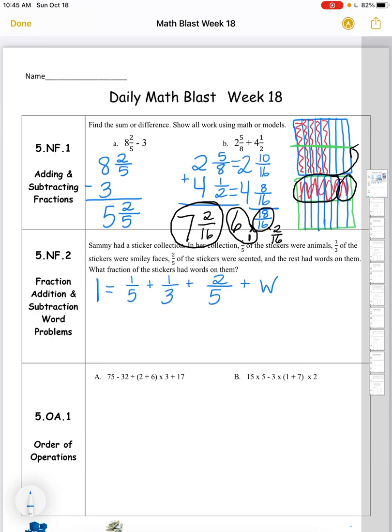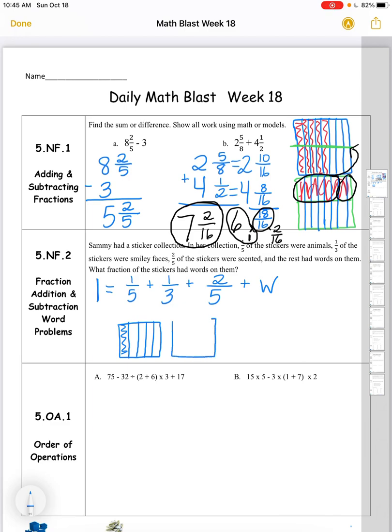I'm going to put my parts together and know that I have to be able to add up like units though, right? So my thirds and my fifths don't work quite well together yet. If I were to model a fifth, I'm going to take my whole and I'm going to break it into 5 parts, and I'm going to shade in one of those 5.